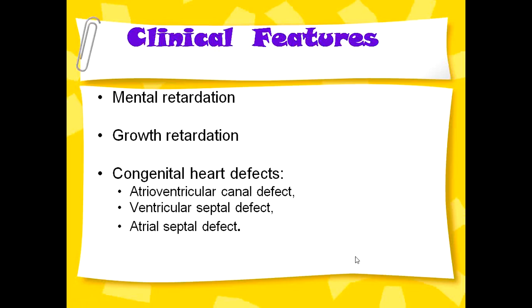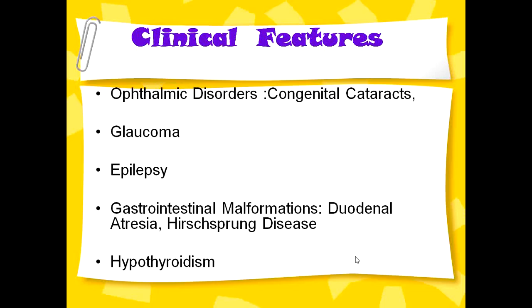Clinical features include mental retardation, growth retardation, congenital heart defects like AV canal defects, ventricular septal defects, and atrial septal defects. Ophthalmic disorders include congenital cataract, glaucoma. Patient can have epilepsy. GI malformations include duodenal atresia, Hirschsprung disease, and sometimes patient presents with hypothyroidism.